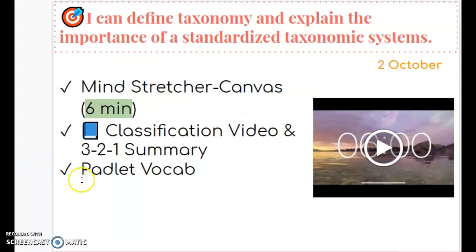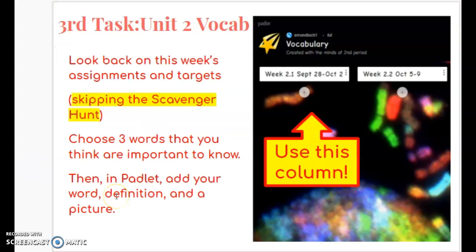And then finally, the last thing we have today: we're starting Unit 2 in the second six weeks. We have a running Padlet, and every morning class, every on-level bio class, has their own. You'll see that it's divided by weeks. This is week 2.1, and I also have the date. All your postings will be in this column today.